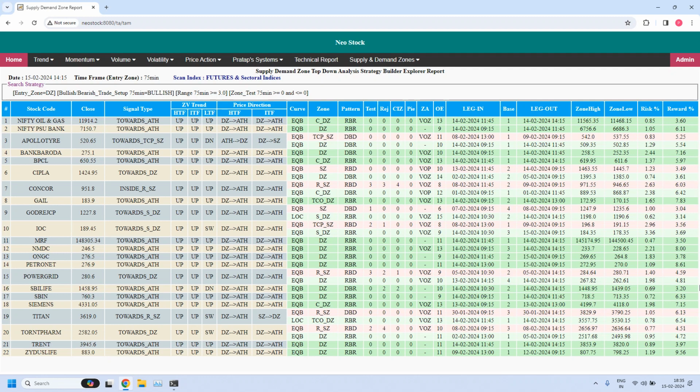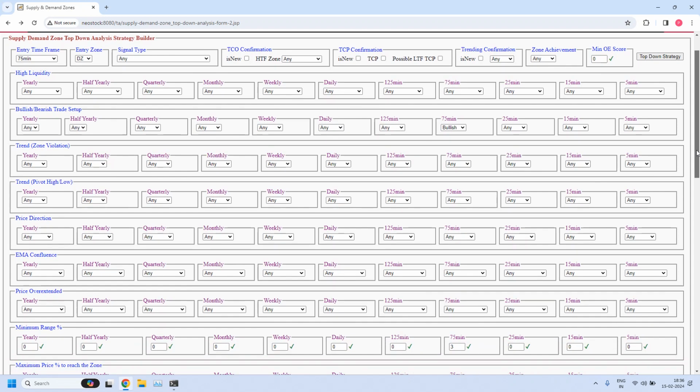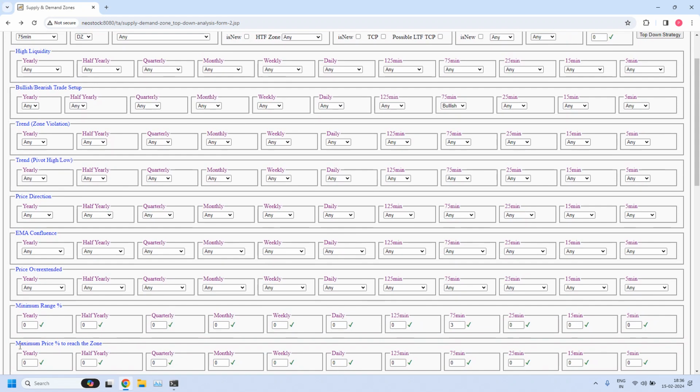So you can look into your favorite stocks from this list, or if you want to know the stocks near 1% or near 2% or maximum up to 3%, any stocks that are there, let us look into them. Because there are higher chances to get an entry tomorrow if you find any stocks. So what I am doing, maximum price percent to reach the zone, the last parameter in this space. For this parameter and 75 minutes time frame, I am setting 1%.